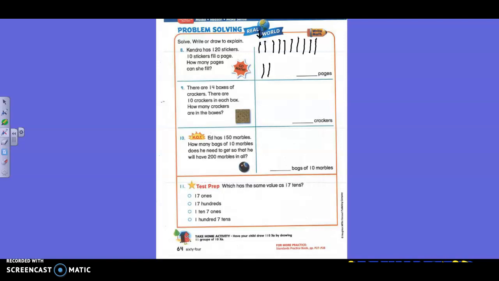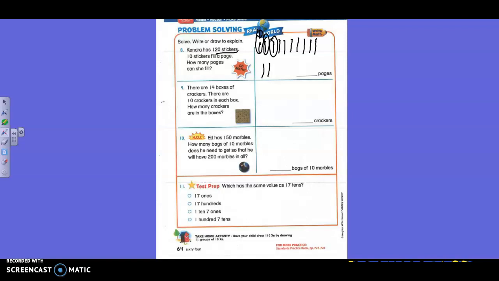How many pages will she have? No. She will not have 120. It already says she has 120 stickers. 10 stickers fill a page. So this right here, this will be one page. This will be 2 pages. The next 10 will be 2 pages. This 10 will be 3 pages.